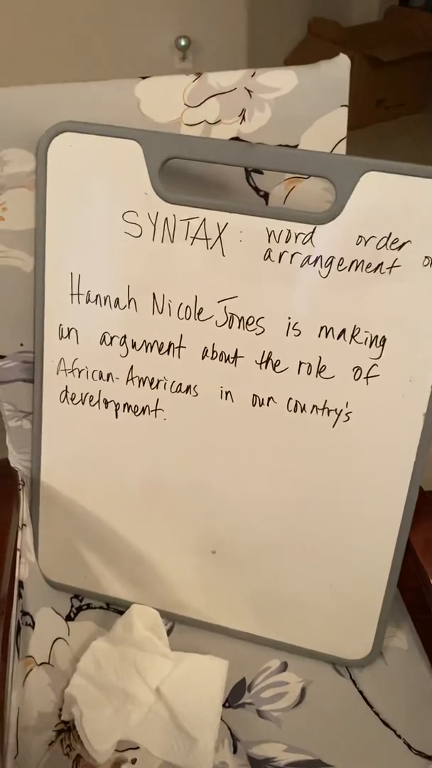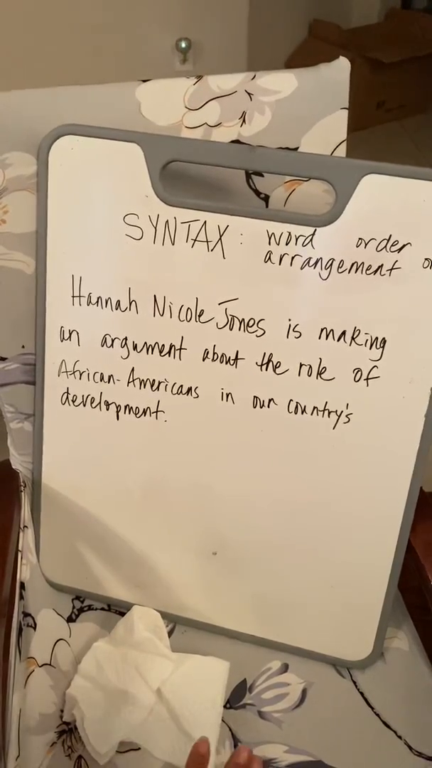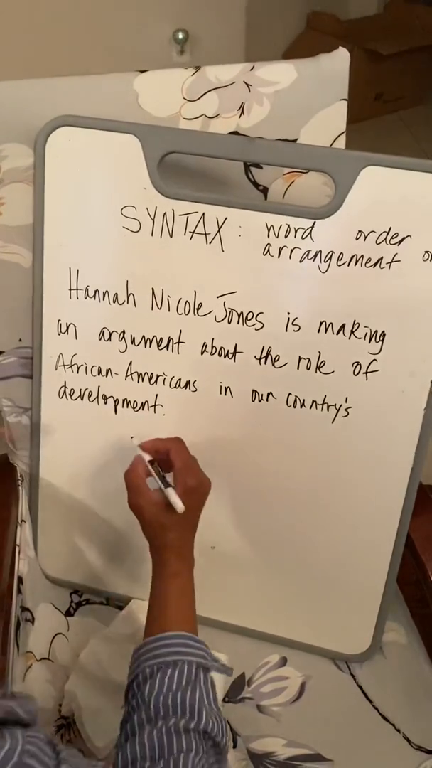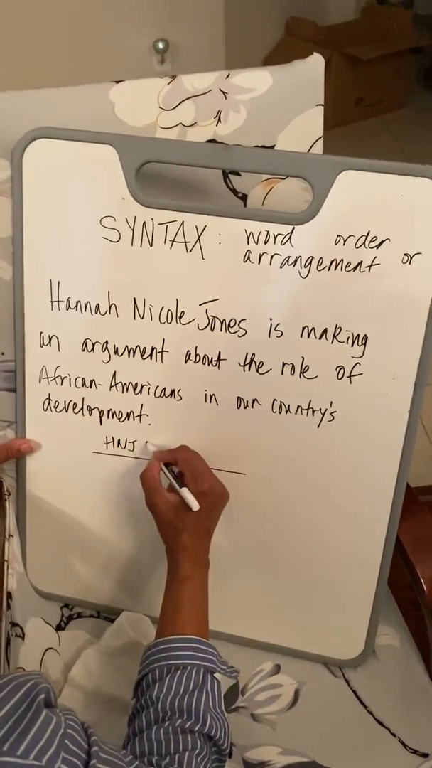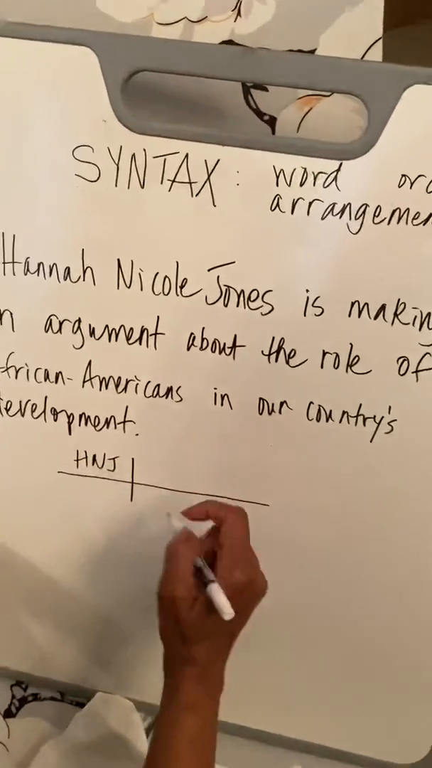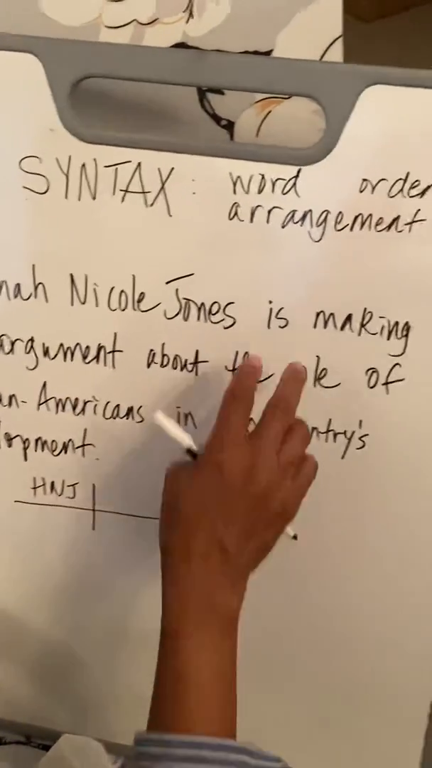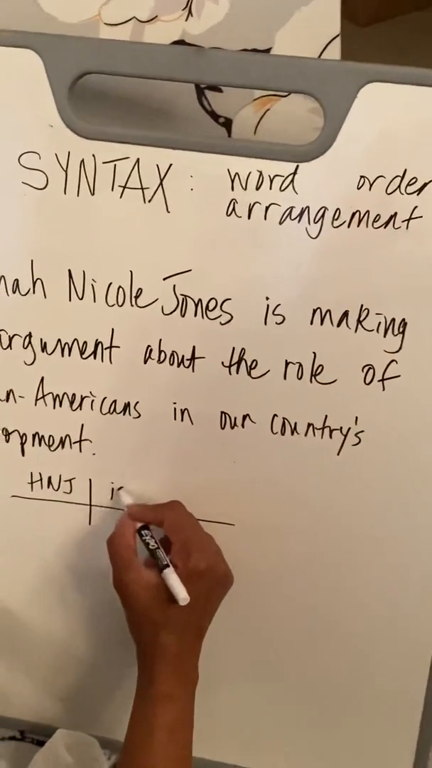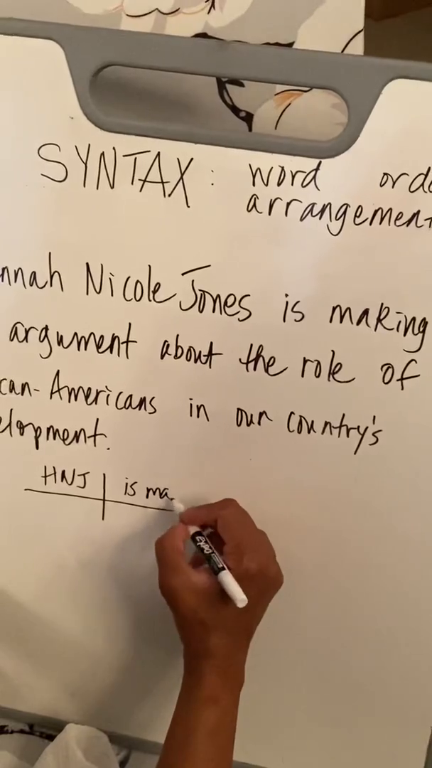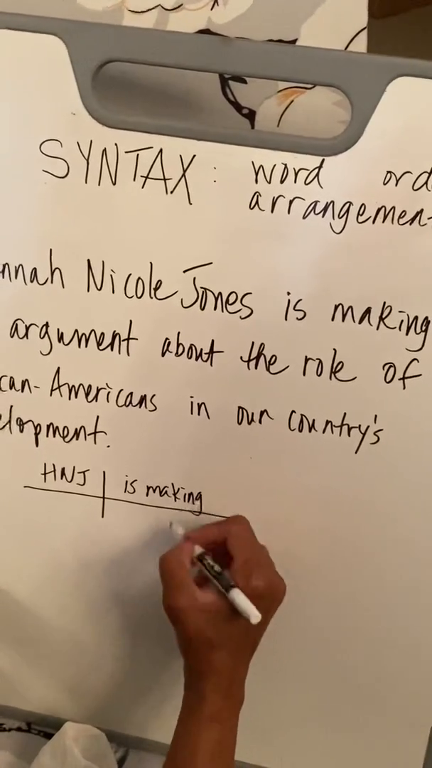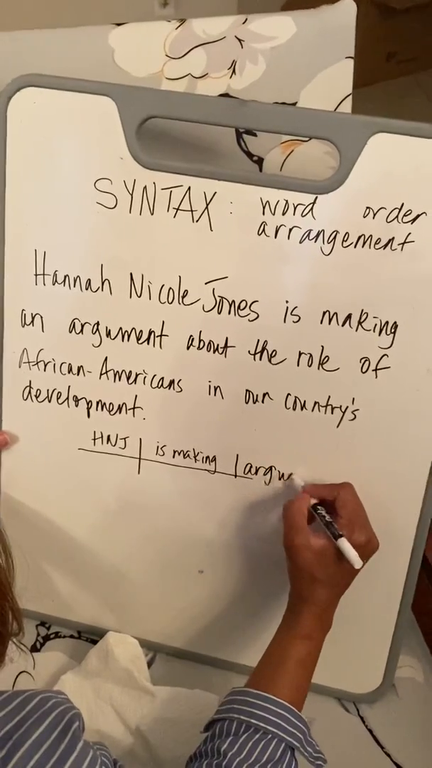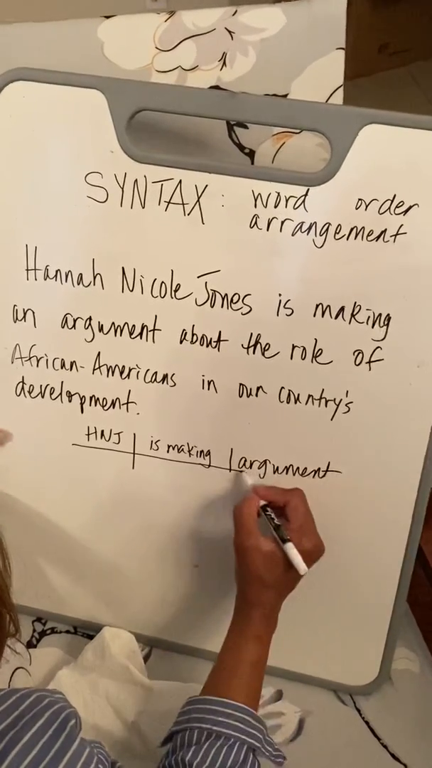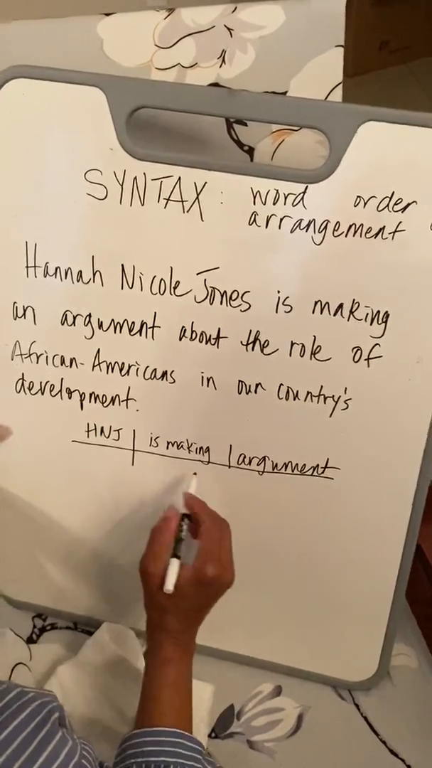Who or what is this sentence about? Hannah Nicole Jones. So that's my subject. I should really write her name out, but for the sake of time. What is the verb? Is making. That's my predicate. Hannah Nicole Jones is making what? Argument. That's my direct object.